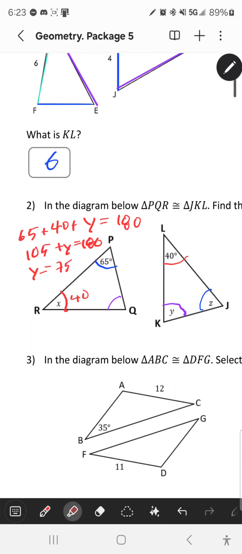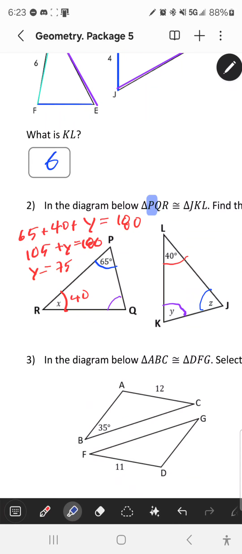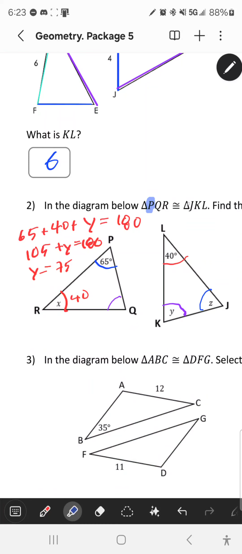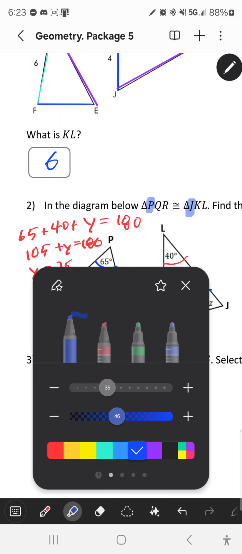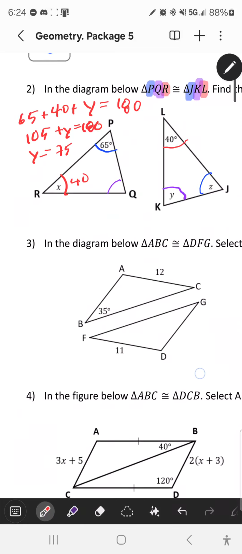Also, if they don't understand, I just associated them because of the color. So I have P as blue, so P is the first letter. So P goes with J. Then I have R goes with L. And then Q goes with K. So they need to be congruent to each other because of the order.